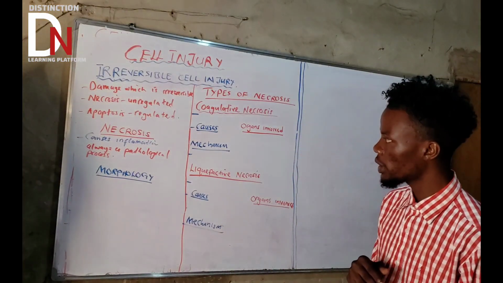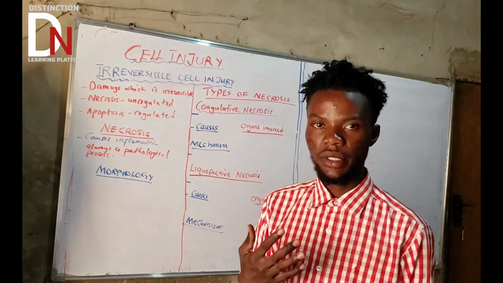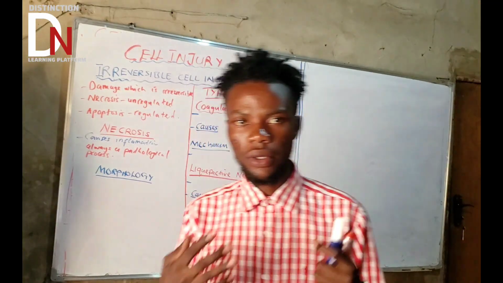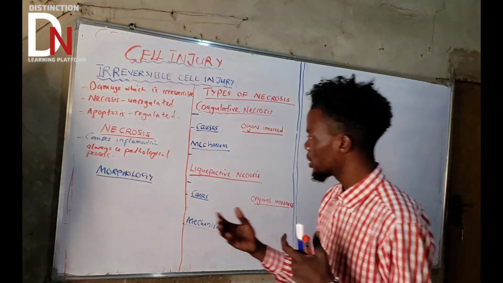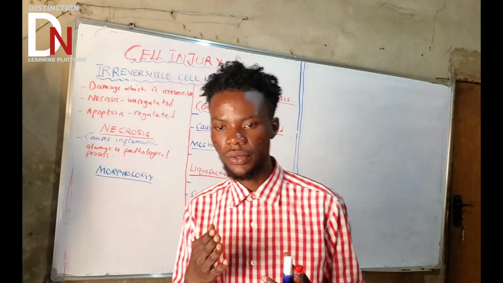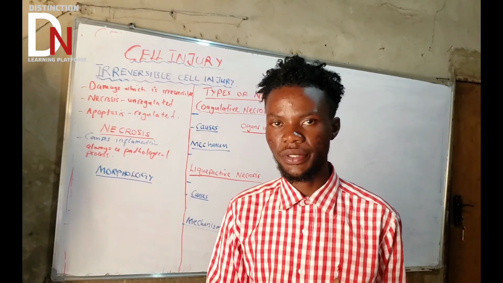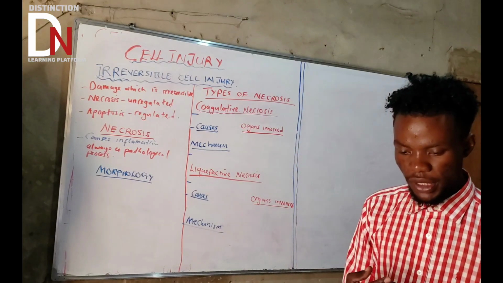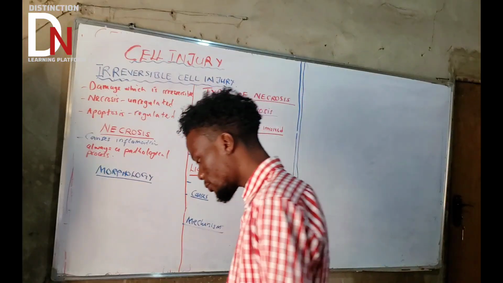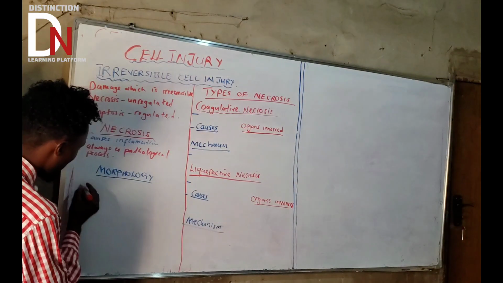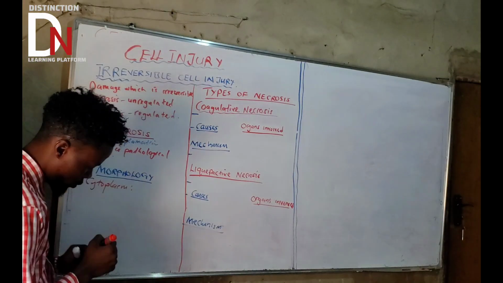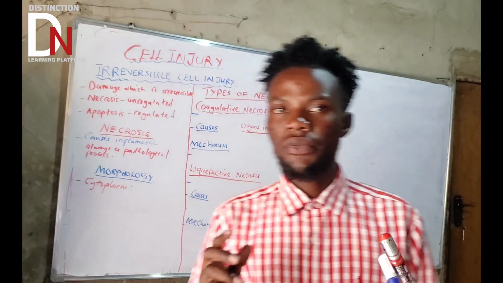Okay, so since we've talked about the major thing about necrosis, how can you differentiate necrosis from apoptosis? What we use are the morphological features of necrosis. So make sure that you know the morphological features of necrosis so that you can differentiate it from apoptosis. What are those morphological features that you can see? Let us start with the cytoplasm. What can you see if you look at the cytoplasm?